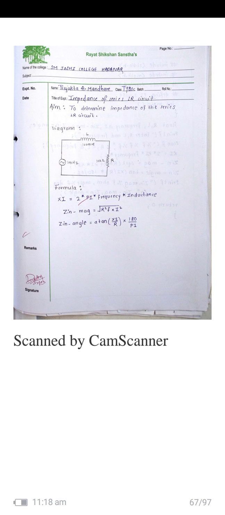Now next is the impedance of series LR circuits. Series means directly connected in a series circuit. Impedance depends on the resistance and the reactance. The aim of the experiment is to determine the impedance of the series LR circuit. The diagram is shown here. Input frequency 10 kilohertz, 100 millihenry inductor, and the resistance value is given as 10 kilo ohm. The formula of the LR circuit is XL equal to 2 pi frequency into inductance, and the magnitude of Z in is the square root of R squared plus XL squared.